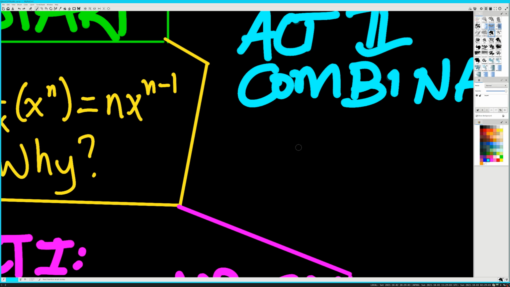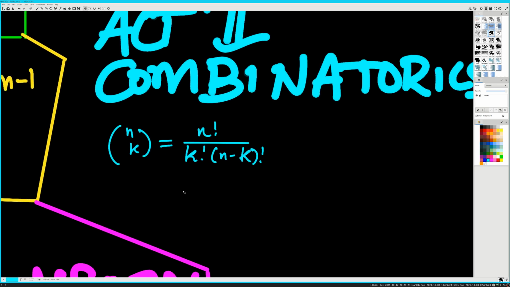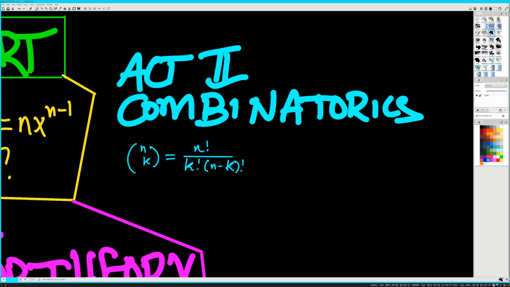Actually, let me write it in math notation. N choose k is equal to n factorial divided by k factorial times n minus k factorial. Act 2 is combinatorics.